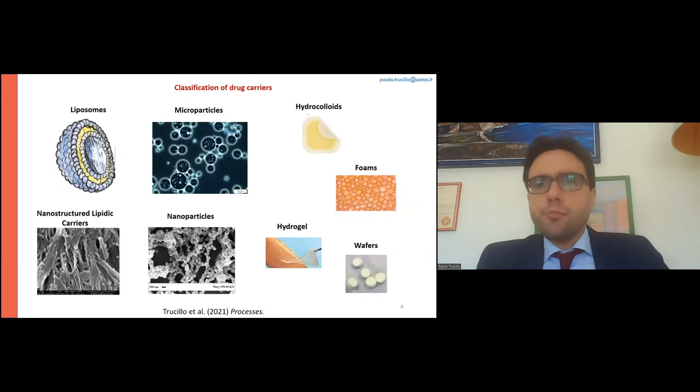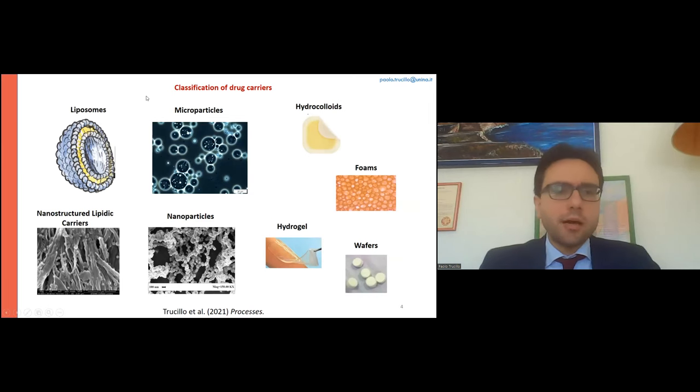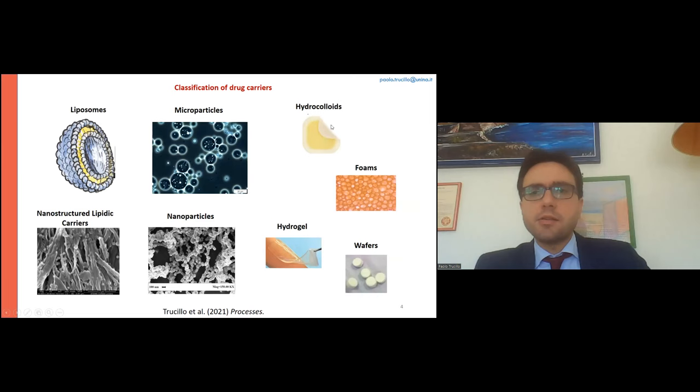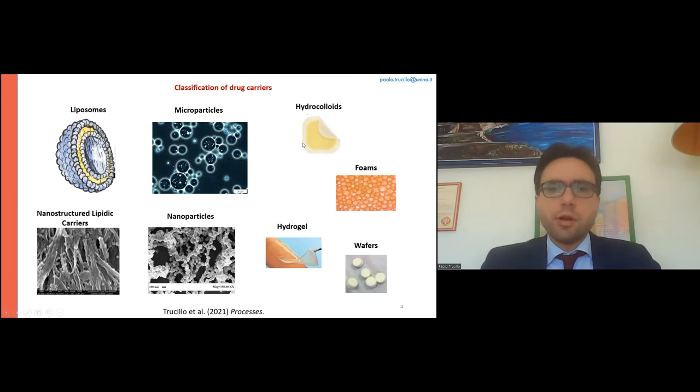As we know, we can produce a lot of drug carriers like liposomes, micro and nanoparticles, nanostructured lipid carriers, but also patches in terms of hydrocolloids, hydrogels, but also foams and wafers.